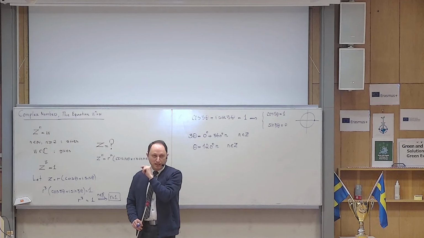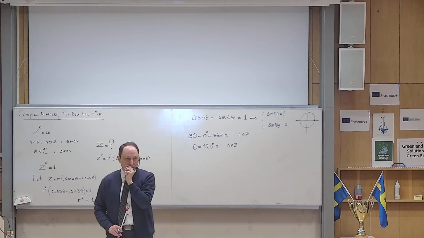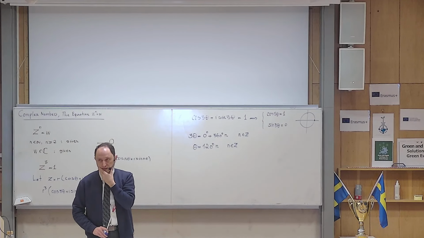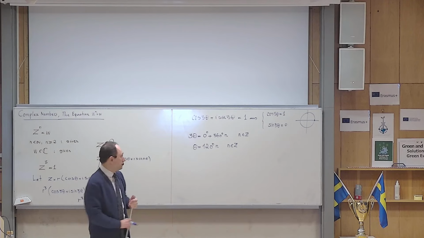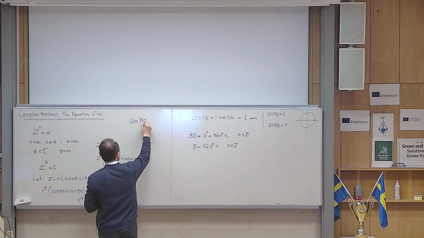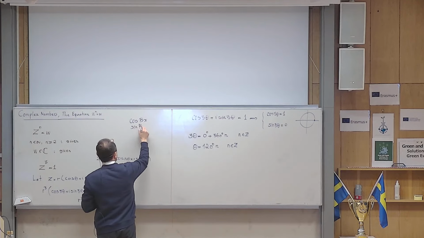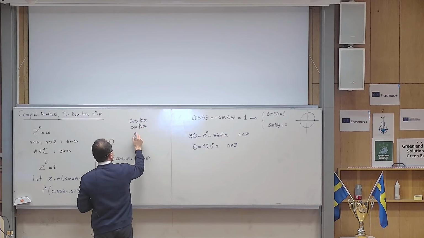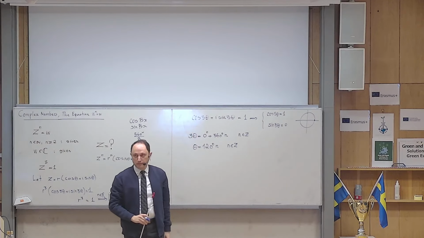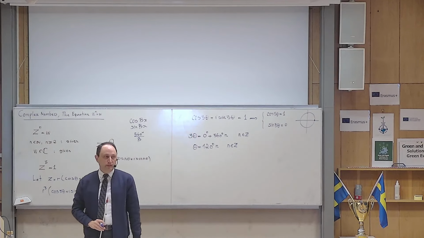By the way, what is the period of these two functions? Do you remember we had it in chapter 2, trigonometry? Yes? Not 60, 120. For cosine of bx and sine of bx, the period was 360 degrees divided by b. So the period is 120. So how many solutions will we get at the end?